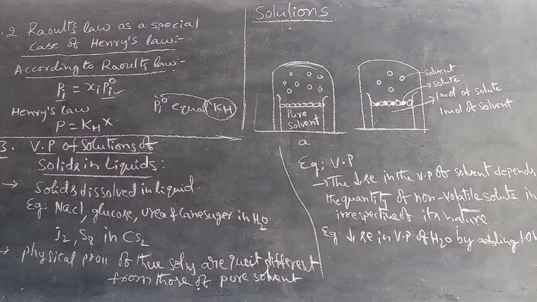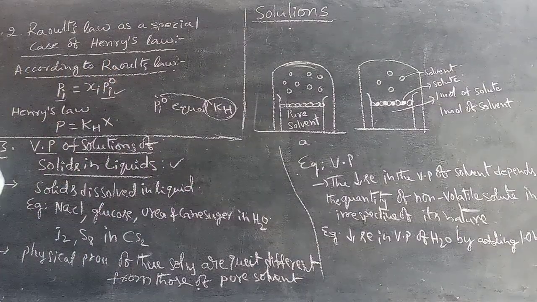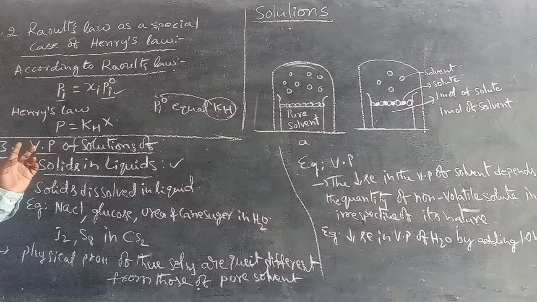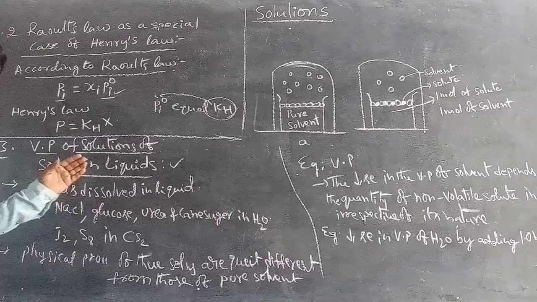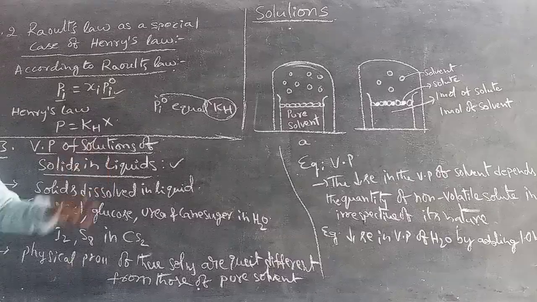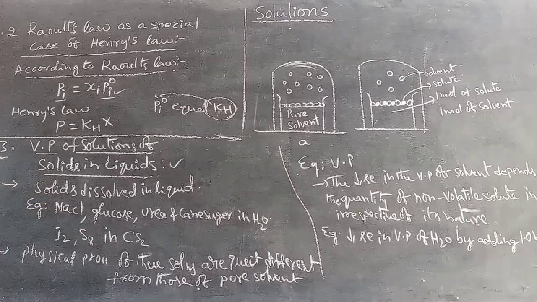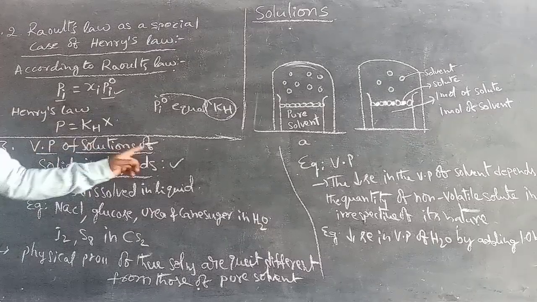Then the next topic, 2.4, is the vapor pressure of solutions of solids in liquids. Generally, in this chapter we discuss types of liquid solutions: gas in liquid solutions, liquid in liquid solutions, and solid in liquid solutions. In the previous class we saw the vapor pressure of liquid in liquid solutions. Today we are discussing the vapor pressure of solutions of solids in liquids.